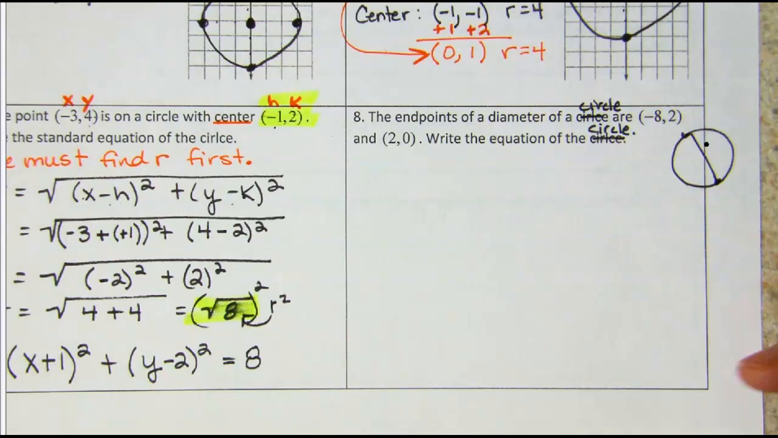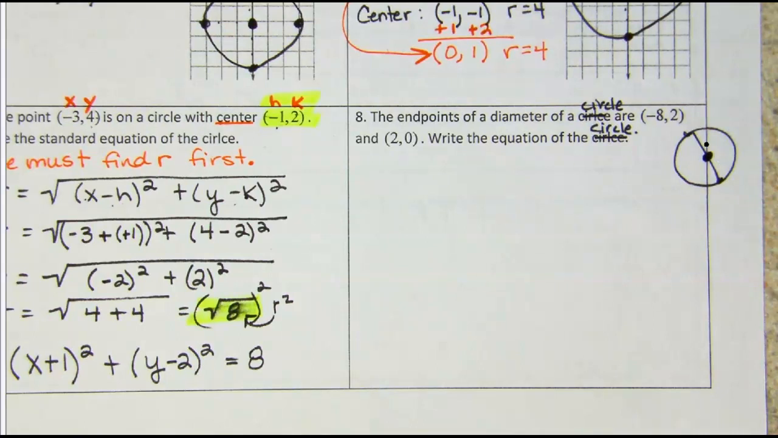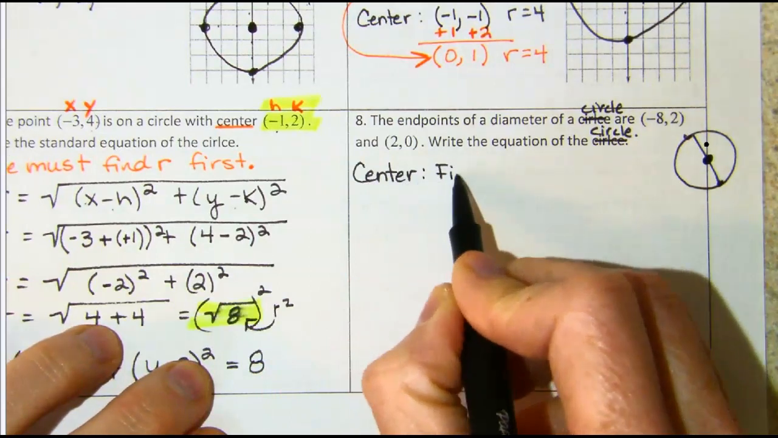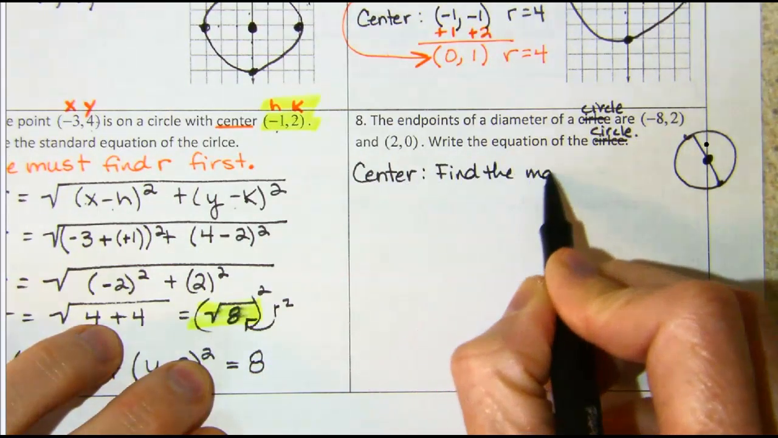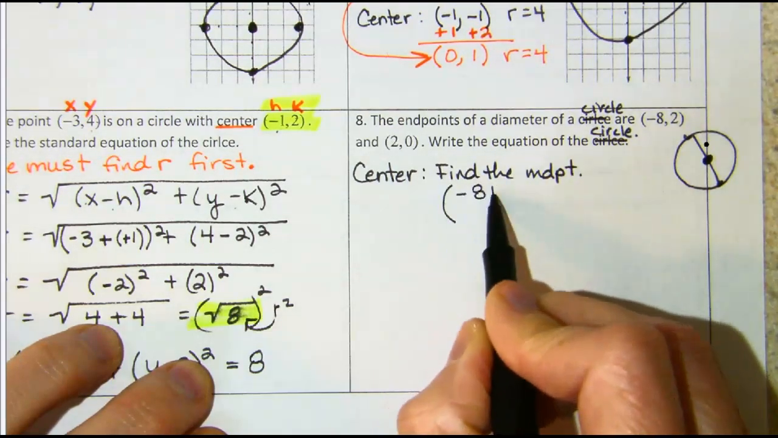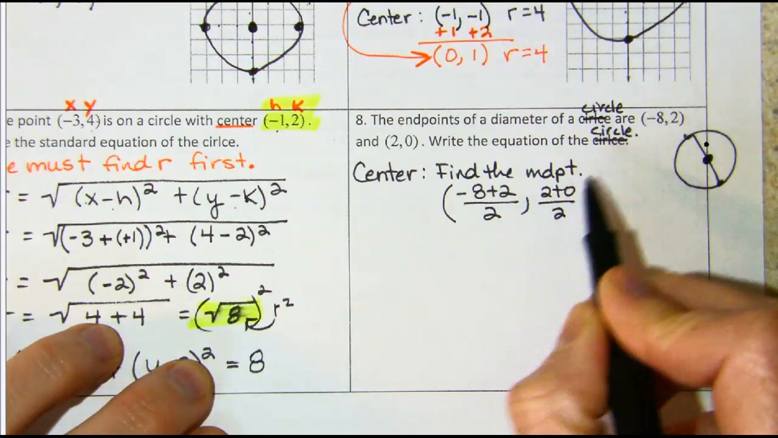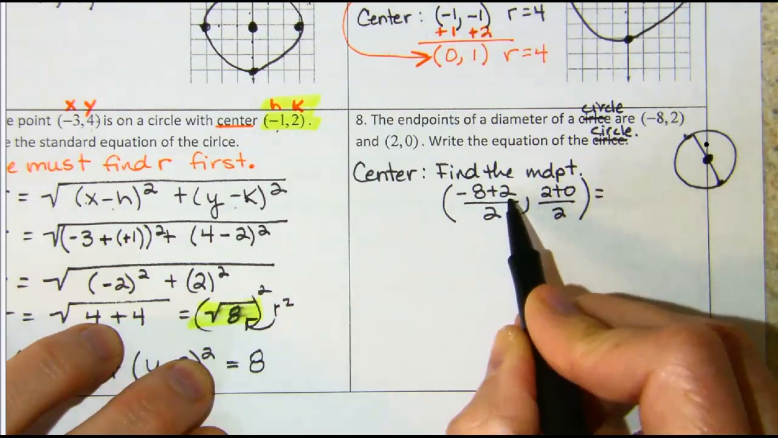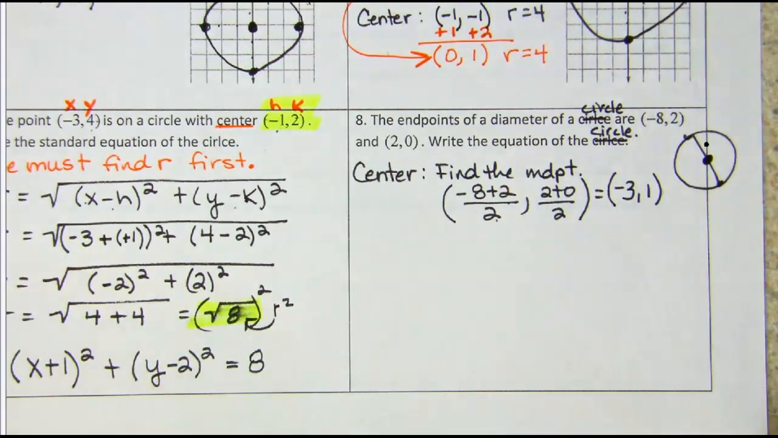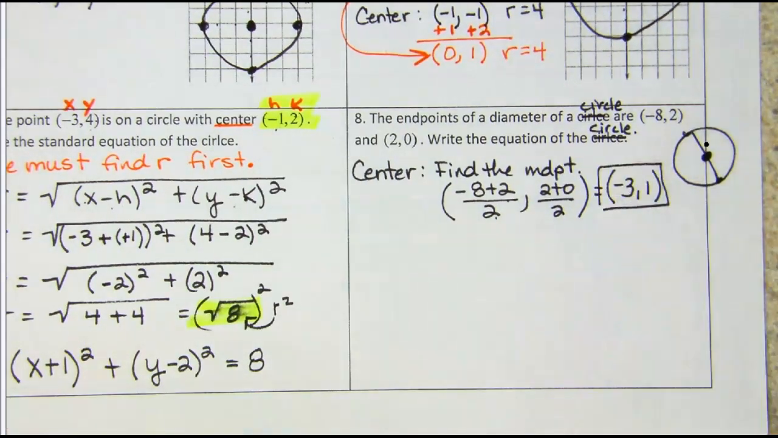So the first thing we need to do, if this is that diameter, is find the center of a diameter. So we're basically going to have to find the midpoint. So for the center, we need to find the midpoint. So we are going to use the midpoint formula. So -8 plus 2 divided by 2, and 2 plus 0 divided by 2, is going to give me -6 divided by 2, -3, and that's going to give me 1. So now that's my center, okay? I now have the h and the k.